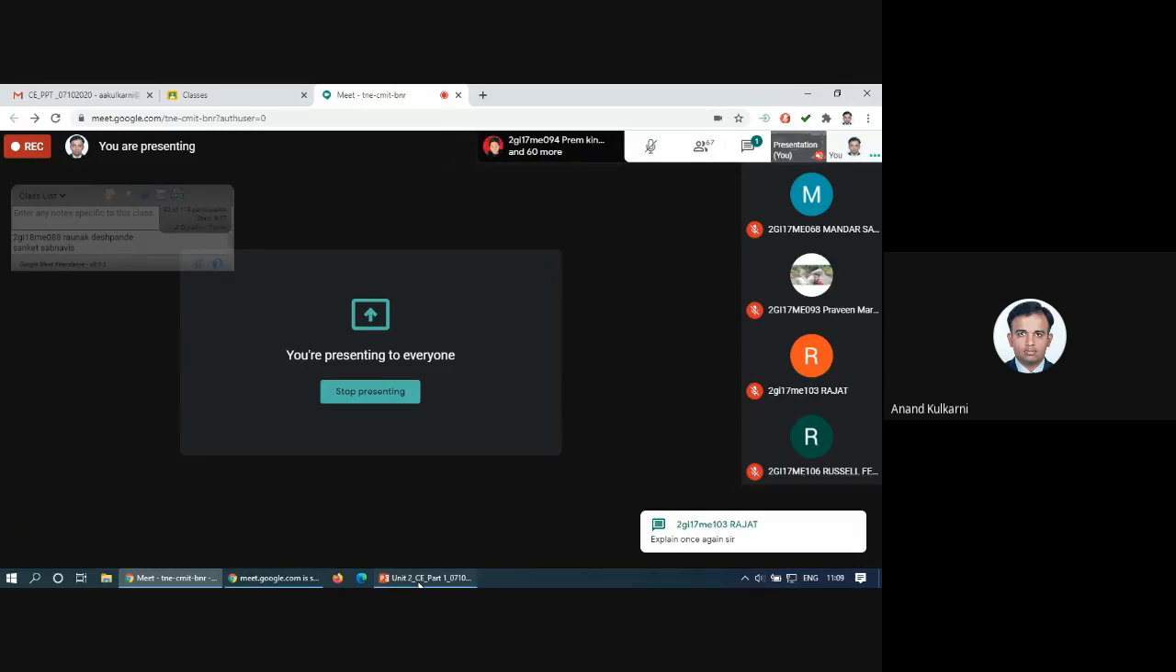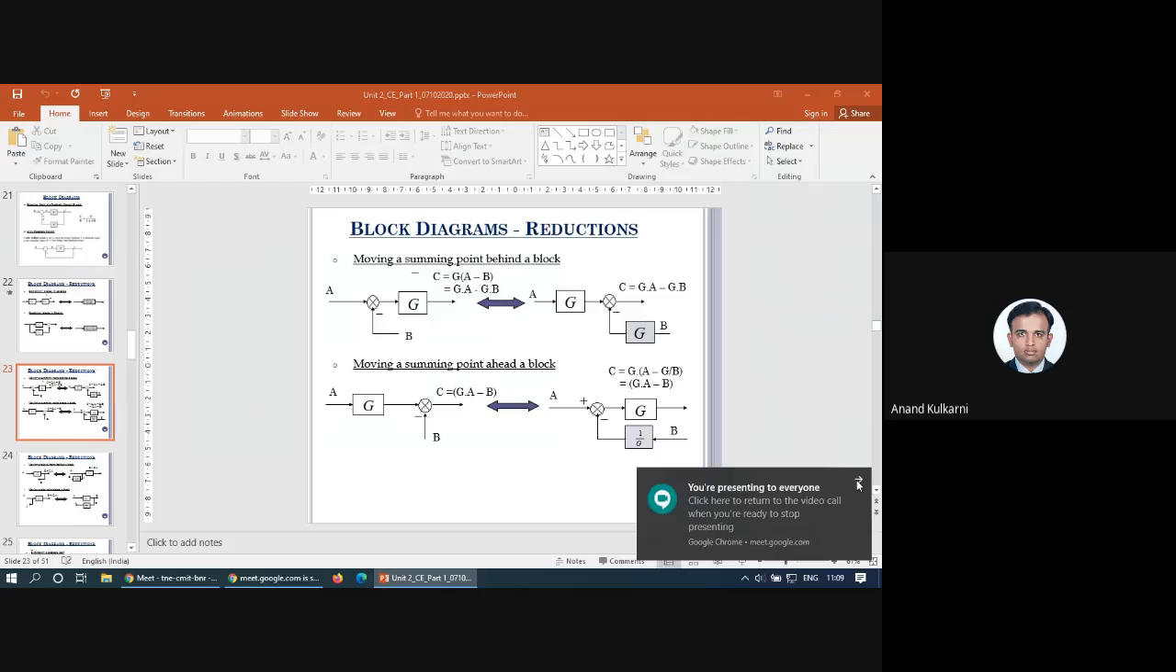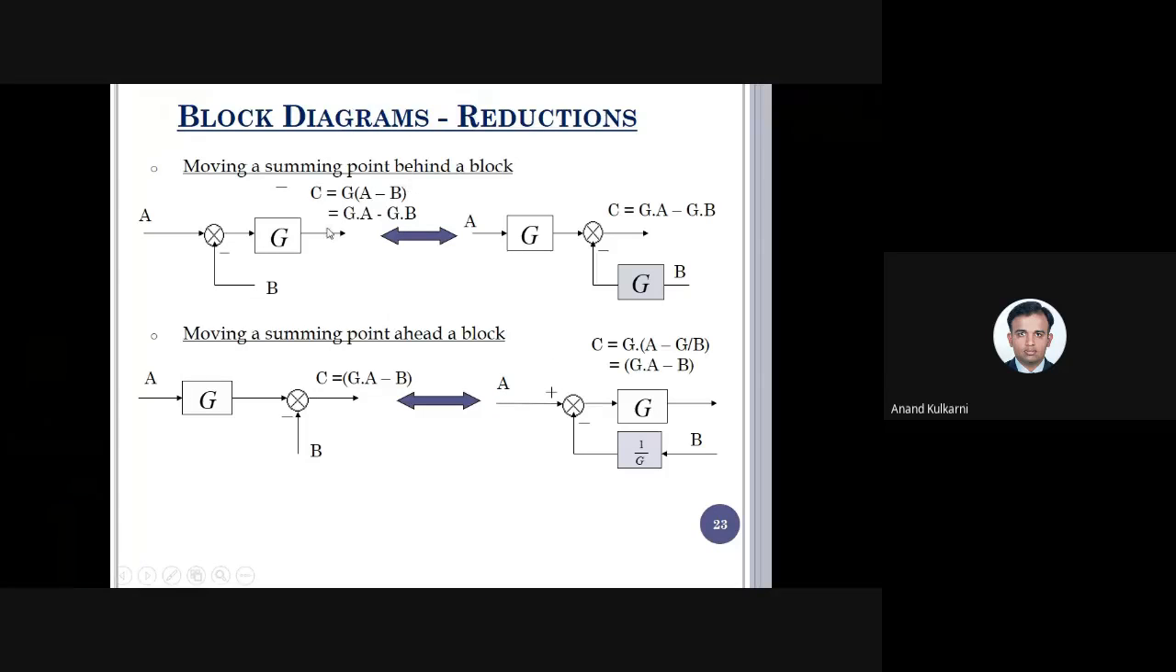I'll explain. Okay, just observe here. Now, what I want is, I am just solving this. This is the input signal A, and this is the input signal B. As we know, whenever they interact at the summing point, it should be the algebraic sum of these. So it will be A minus B, and as it passes through this block, this gets multiplied. So output C is equal to G into A minus B. This is the condition.